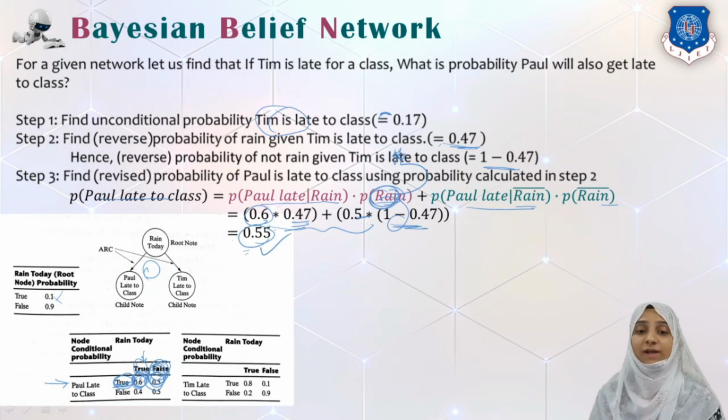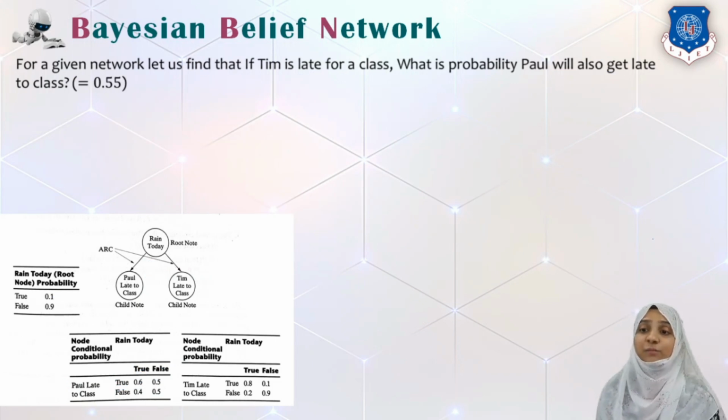So this is our answer, that the probability of Paul also getting late on the same day when Tim is also late is 0.55. Final answer: the probability of Paul getting late on the same day when Tim is also late for a class is 0.55.